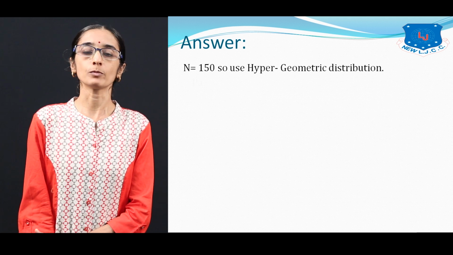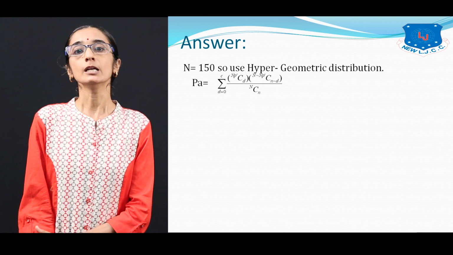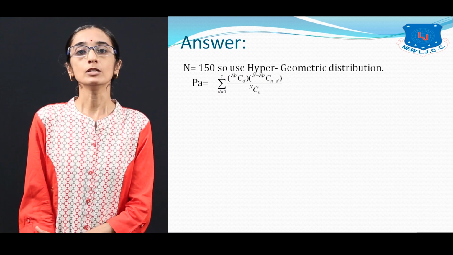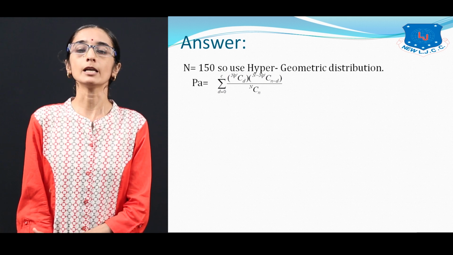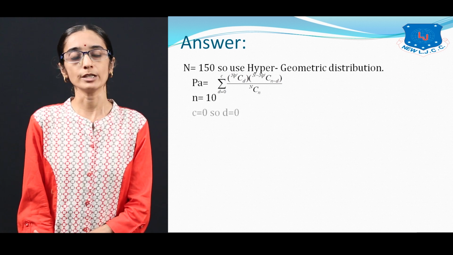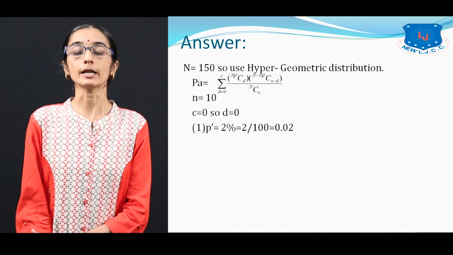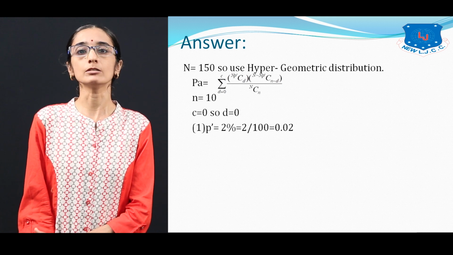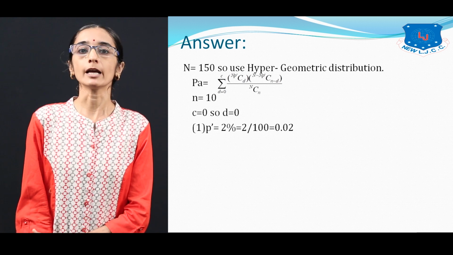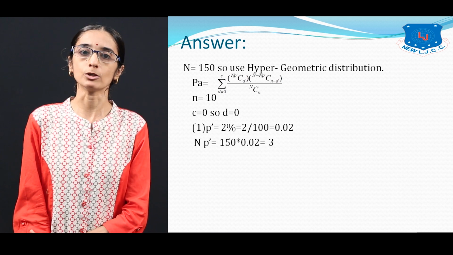So PA, the general formula for hypergeometric is summation D from 0 to C, capital N P dash C D, capital N minus capital N P dash C small n minus d, upon capital N C n. Here small n is 10, C is 0, so D is equal to 0. Now P dash, the first number, is given as 2%, that is 2 divided by 100, that is 0.02. So we need to calculate just one step now, that is capital N into P dash, that will be 150 into 0.02, that is equal to 3.